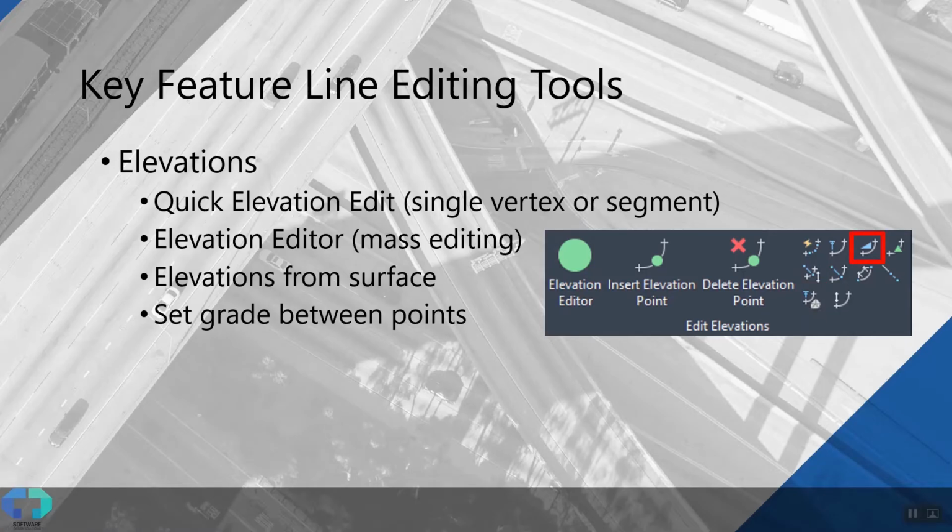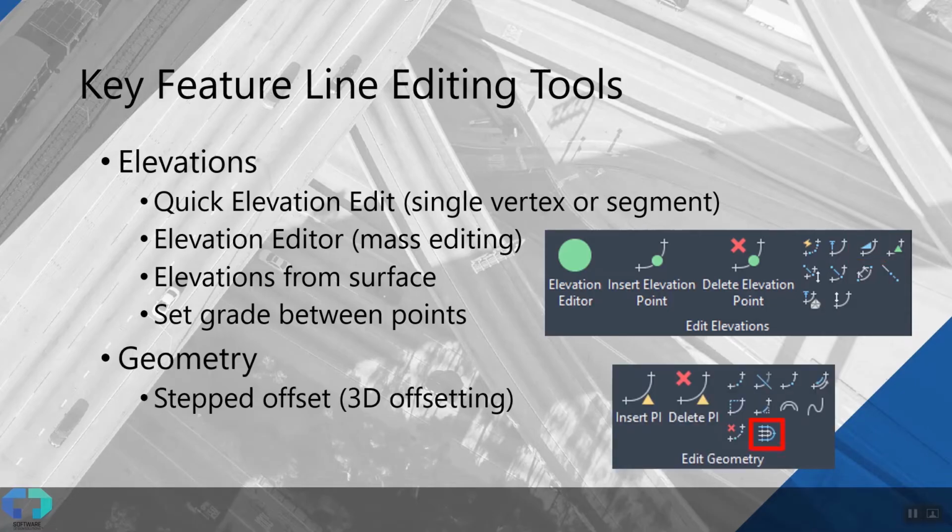And then setting a grade between 2 points. I want to hold a 2% between this vertex to another vertex 10 vertices down the line. Hold the 2% across all those without having to manually set each one. That's another great tool. If you haven't used that one, be aware of it. For geometry editing, we're going to use the stepped offset, a pretty straightforward tool. We're not going to do a lot of that here, but in terms of your geometry, it's just drafting the 2D polylines.